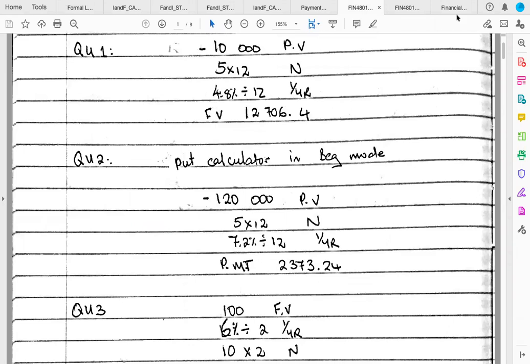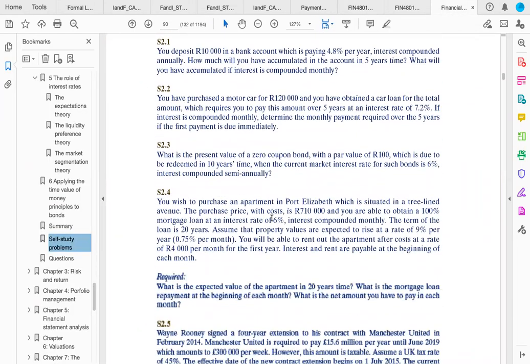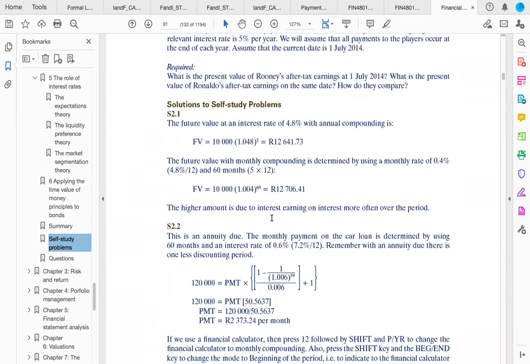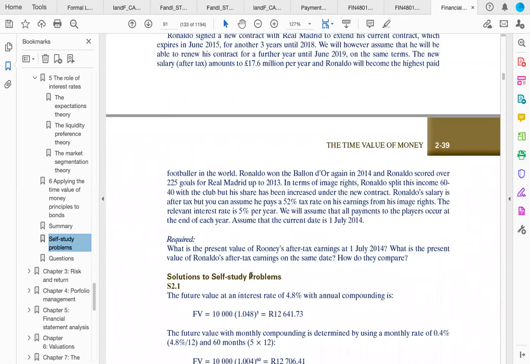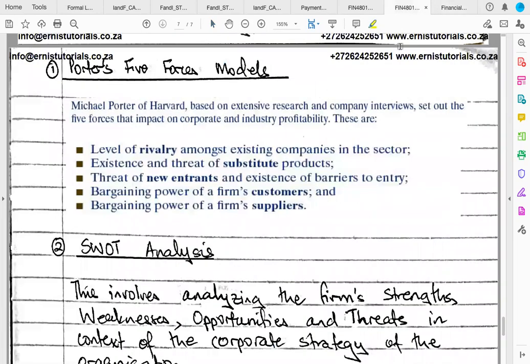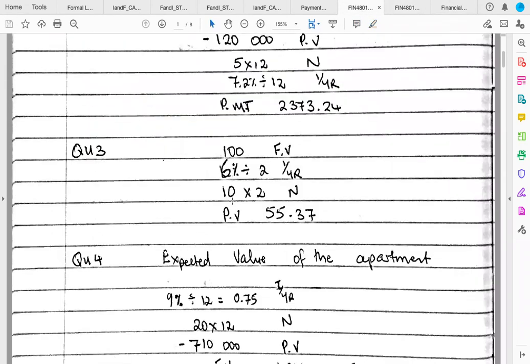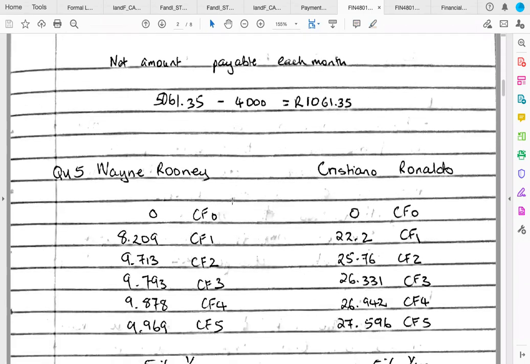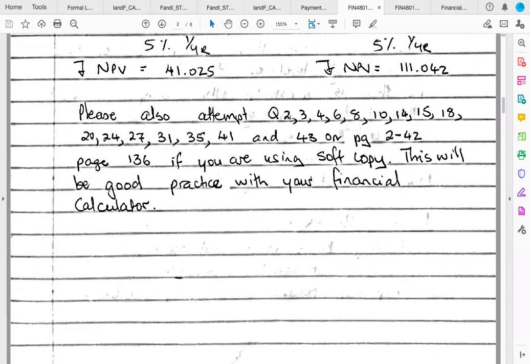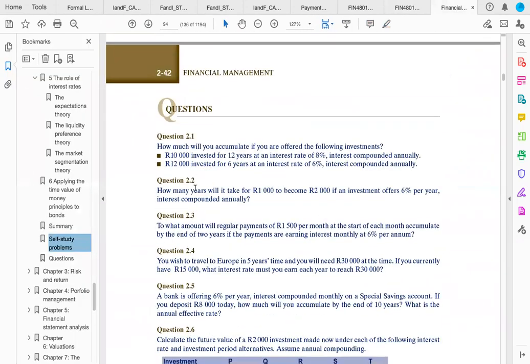I'll take you through question 1 and 2, just to remind you, using a financial calculator, how to attempt those self-study problems. We'll be using a financial calculator, not the formulas, so don't worry about the formulas. I'll explain how you attempt them, and then after that, you can attempt questions 2, 3, 4. The questions I'm talking about are now these questions.